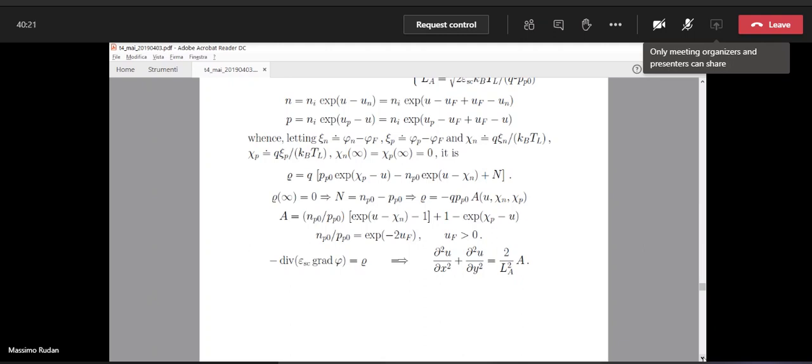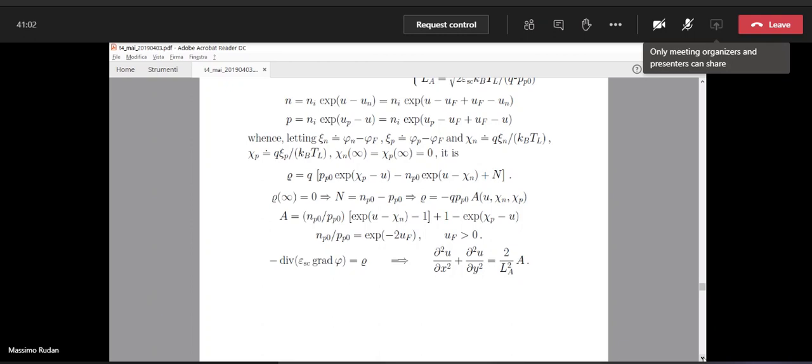Given that, we simply write down the Poisson equation, and we have to do it in 2 dimensions, okay, because we have a 2-dimensional problem. So we have the second derivative of the potential with respect to x plus the second derivative of u with respect to y is equal to 2 divided by the square of the Debye length times A. So in principle, we should solve a partial differential equation in the structure, okay?